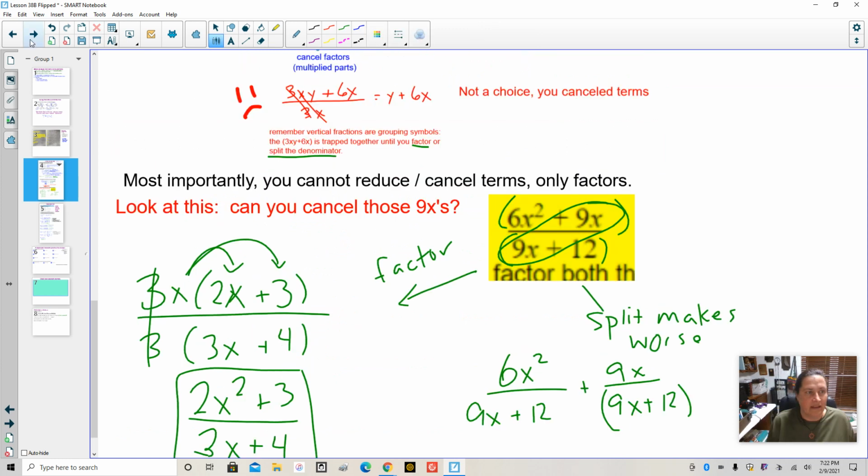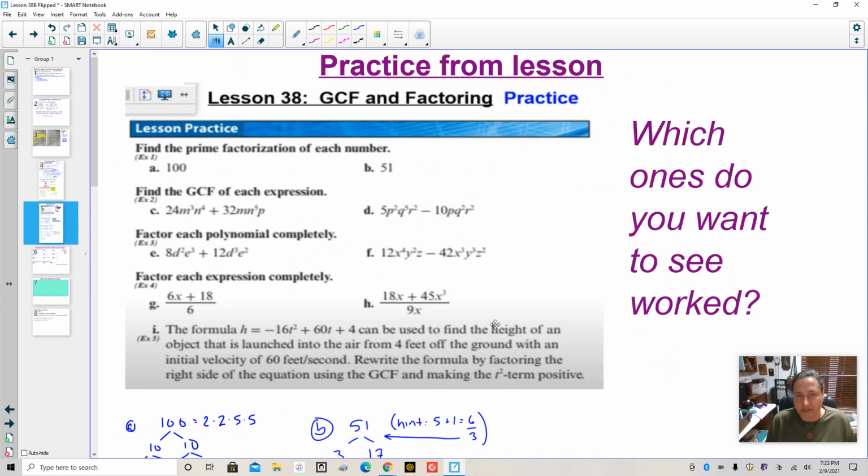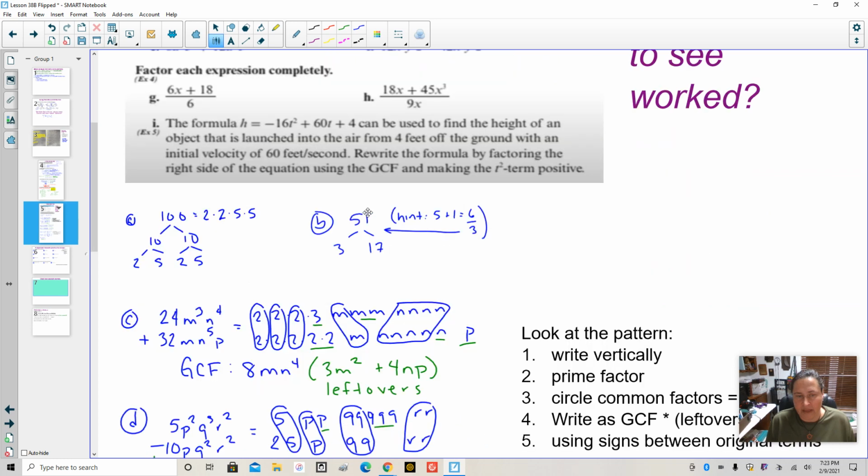Let's take a look at some of these practice problems. I'm going to run through them and show you the patterns that you should be looking at. Hopefully A and B were easy. If you weren't sure if B was prime, remember if you add the digits together and they're divisible by 3, then the number is divisible by 3. A was easy: 100 is 10 by 10, 2 by 2 by 5 by 5. 51 is divisible by 3 because 5 and 1 is 6, so 3 times 17.